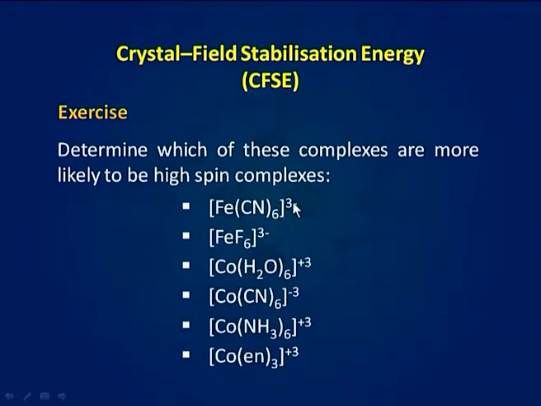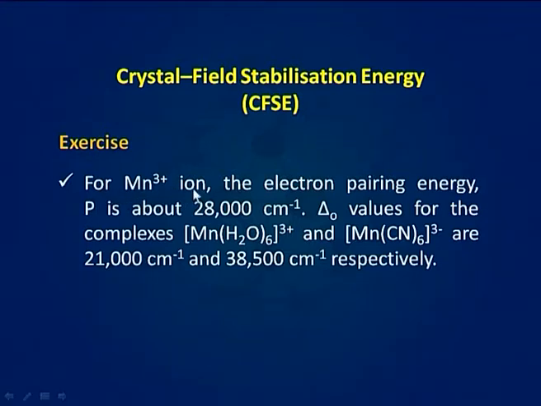[Fe(CN)6]3-, [FeF6]3-, [Co(H2O)6]3+, [Co(CN)6]3-, [Co(NH3)6]3+ and [Co(en)3]3+. For Mn3+ ion, the electron pairing energy P is about 28,000 per centimeter.